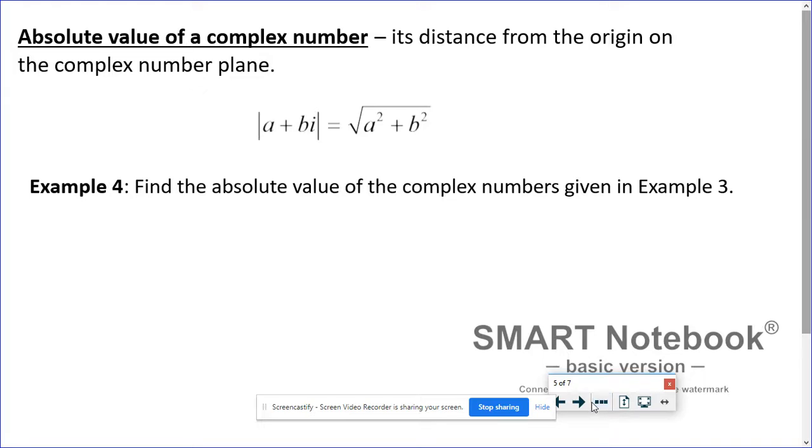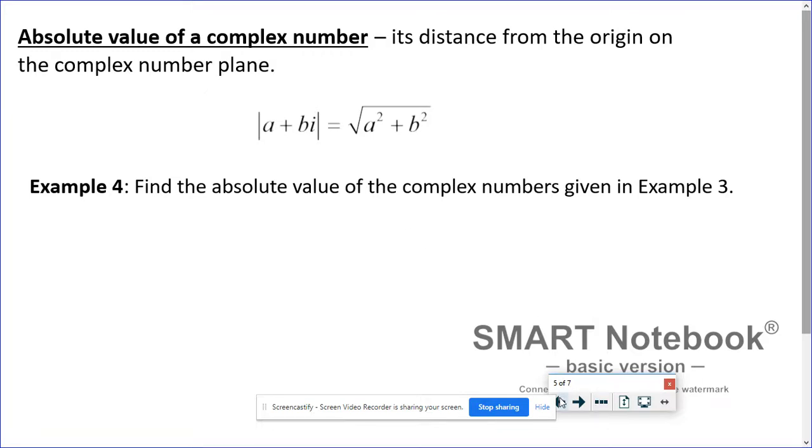Next part, absolute value of a complex number. By definition, it's its distance from the origin on the complex number plane. So when you think of absolute value of a real number, it's the distance from 0 on a number line. That distance is easy to figure out, right? Like 4 has an absolute value of 4 because it's 4 away from 0 on a number line. -3 has an absolute value of 3 because it's 3 away from 0 on a number line.